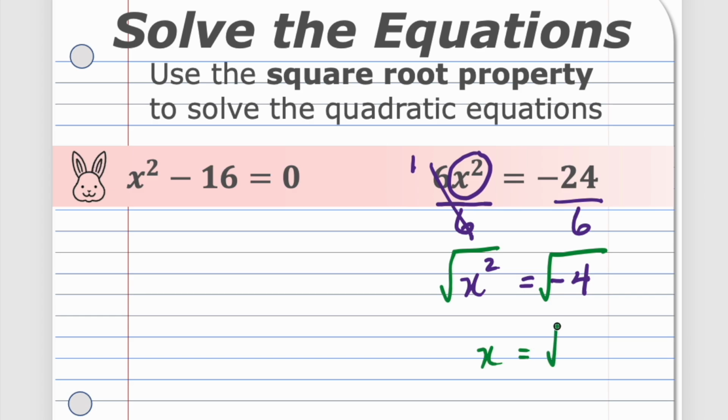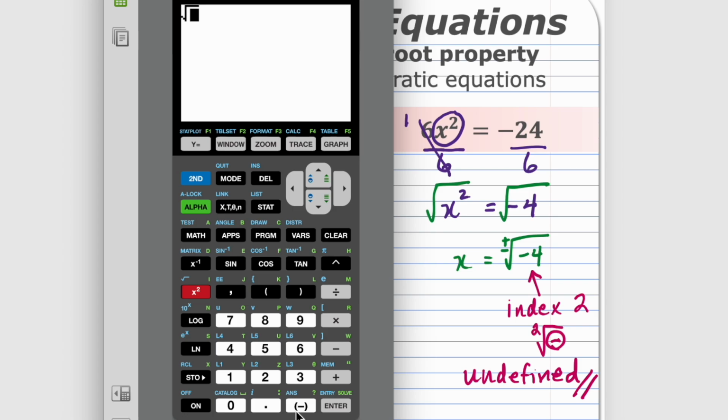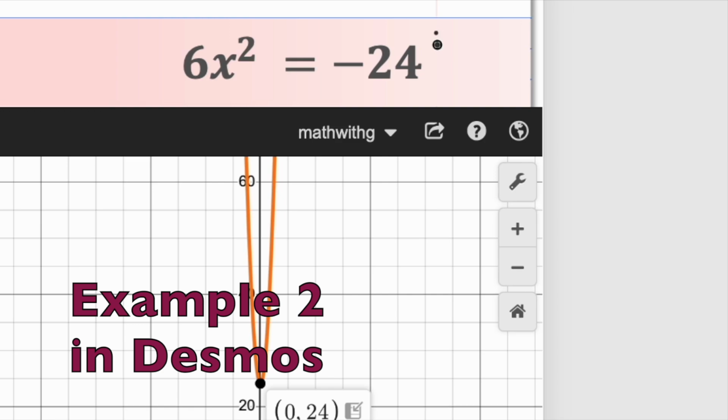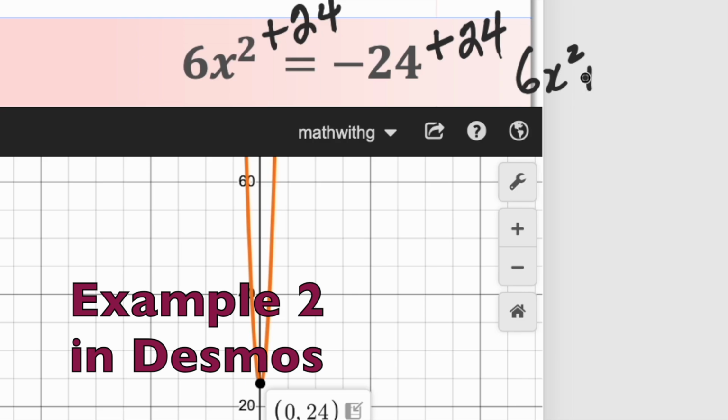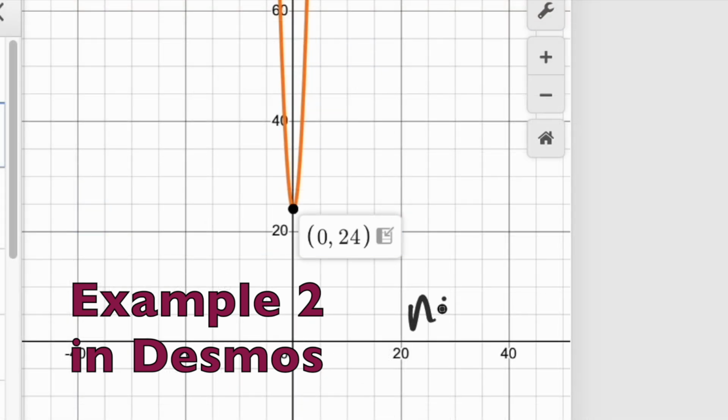x is equal to plus or minus the square root of negative 4, and that's not allowed. Because we have index 2, we cannot take the square root of a negative value. The answer is undefined. When you have the square root of negative 4, you will not get an answer on the calculator. And if we add 24 to both sides, we'd have 6x squared plus 24 equals 0. We'll change that 0 to the y, put it in Desmos, and we can see there are no x-intercepts, no solutions.